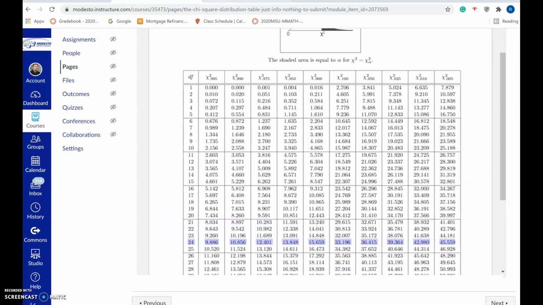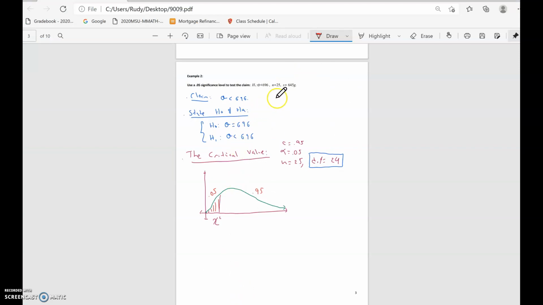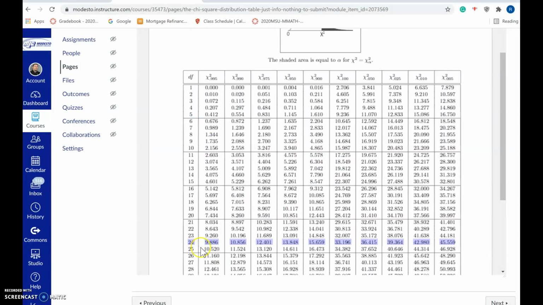So 24, 0.95, it's going to be here. So this one's going to be 13.848. So this particular chi-square value has 24 degrees of freedom and 0.95 area to the right. Let me double check. 0.95 and 24 degrees of freedom. So 24, 0.95, it's here. 13.848.